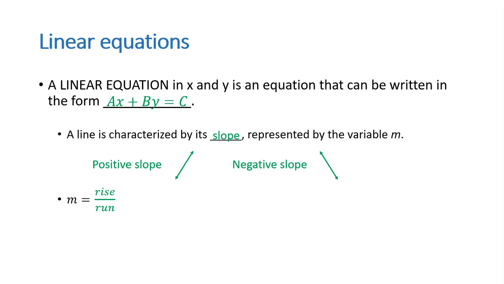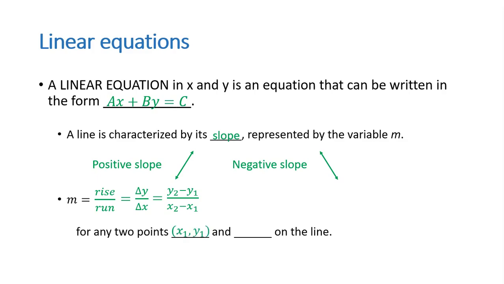So rise over run can also be expressed as change in y over change in x. That little triangle is the Greek letter delta. Delta just means change in. So change in y over change in x. And then if we have actual coordinates for points, that's going to be y2 minus y1, so the difference between the two y coordinates, divided by x2 minus x1, which is the difference in the two x coordinates, for any 2 points, x1 and y1, and x2 and y2 on the line.